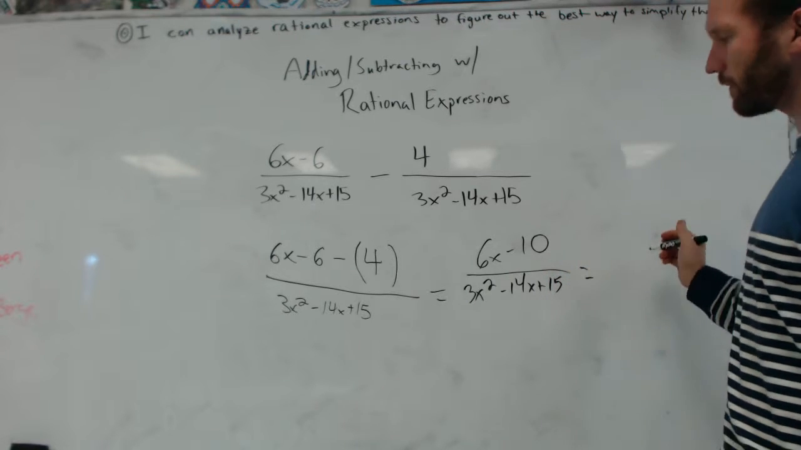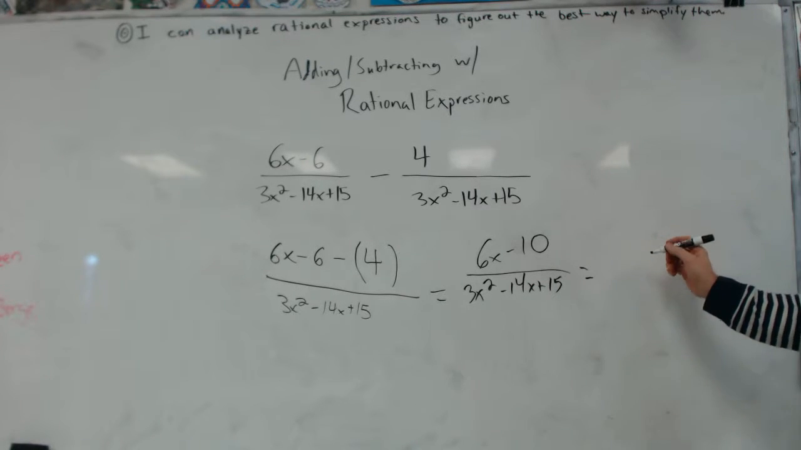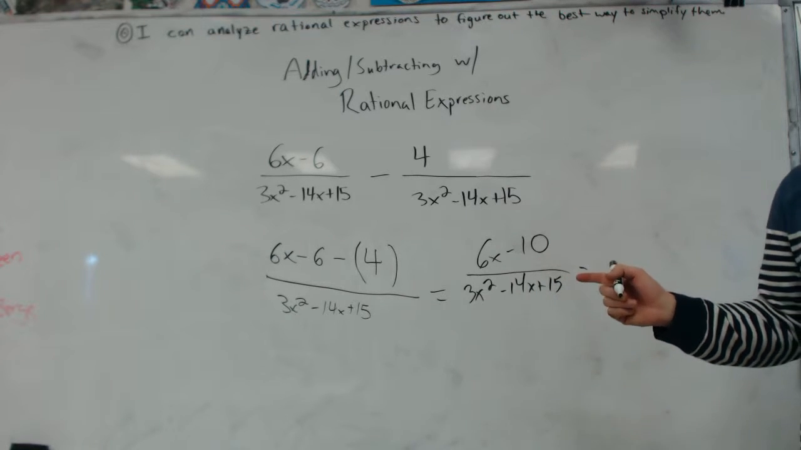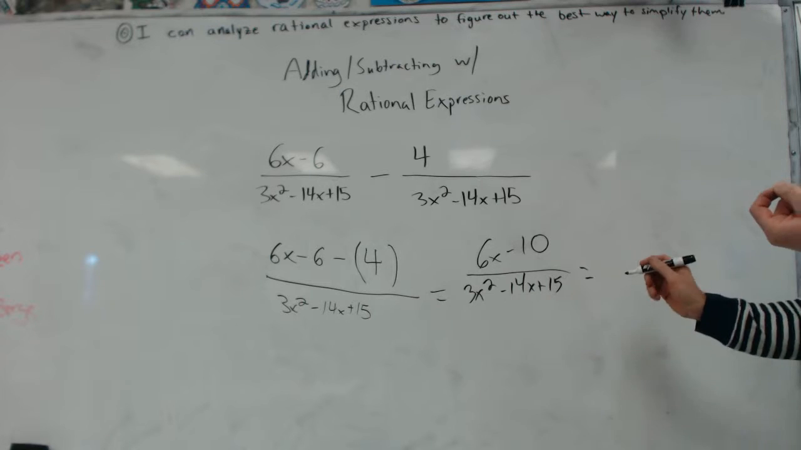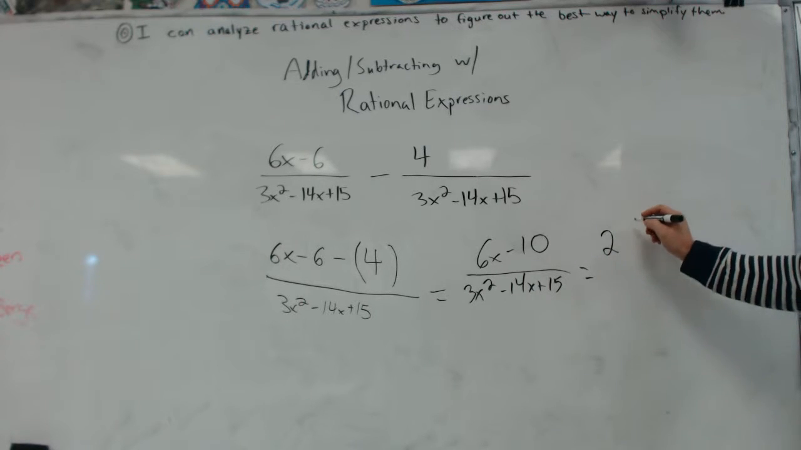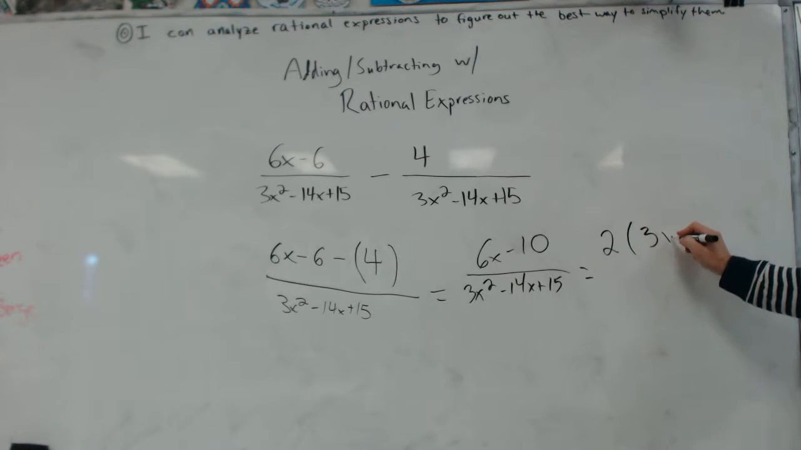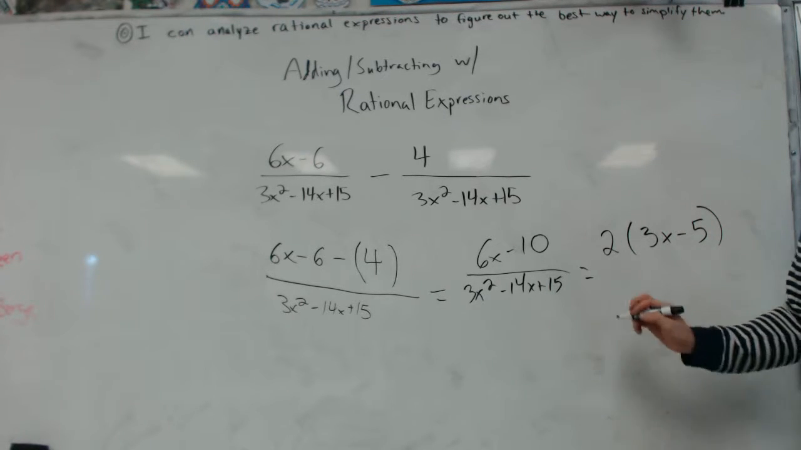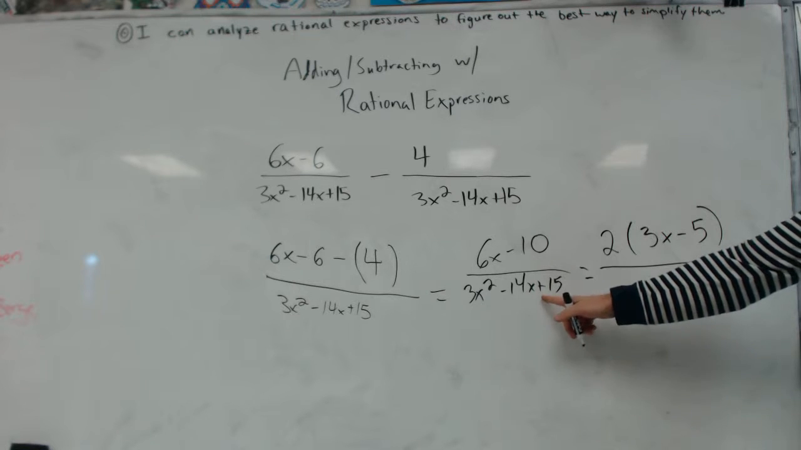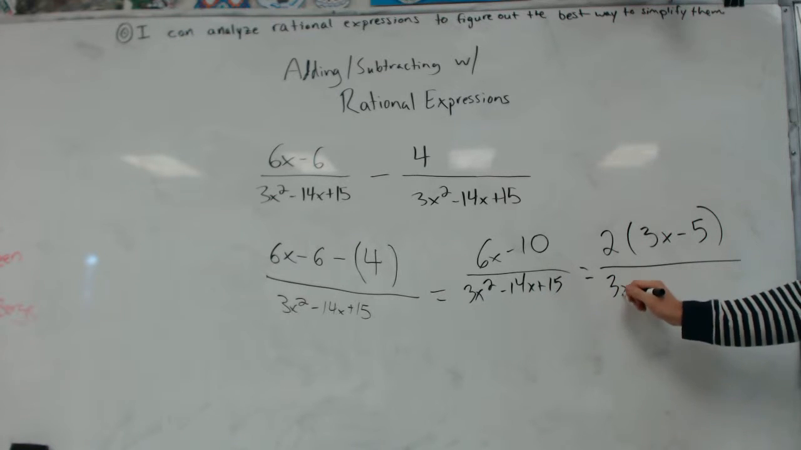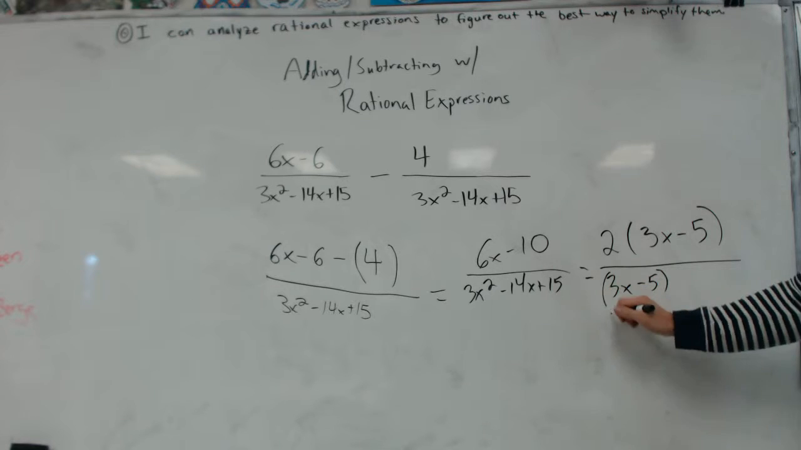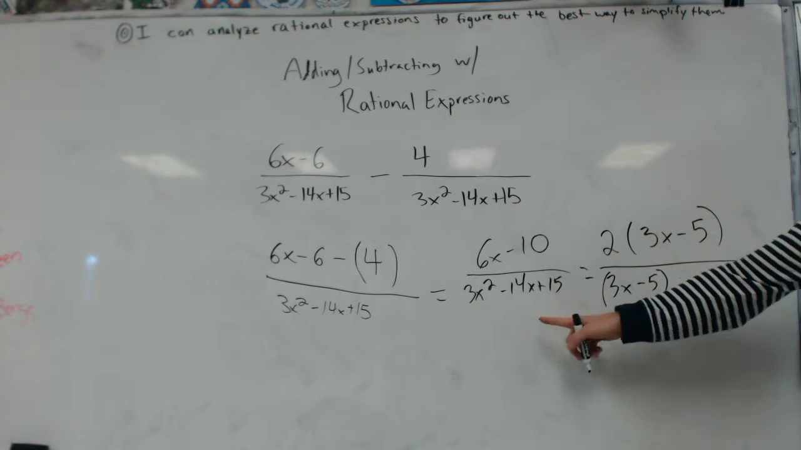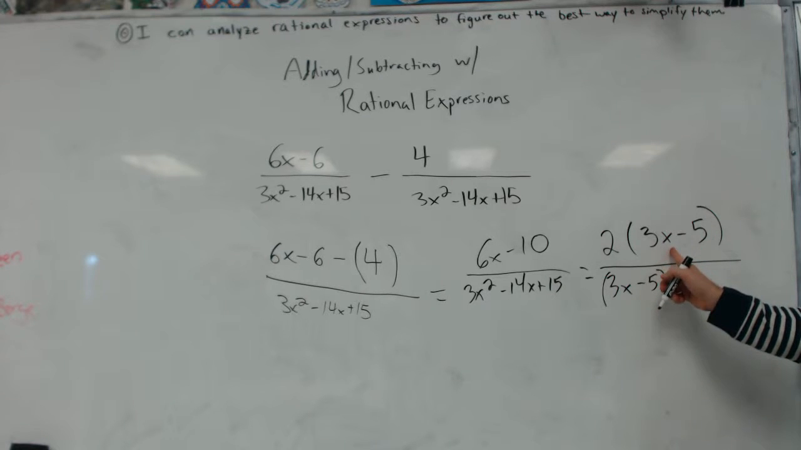What do you think we should probably do now? Factor. Yeah. Probably need to factor the denominator to see if there's anything in common. Now, I'm thinking it'll be easier if I know what I'm looking for. So the top is 2 times 3x minus 5. Let's just assume that one of the factors of the bottom is 3x minus 5, because I know there's not a 2 in this. So if something cancels, it's got to be this 3x minus 5.